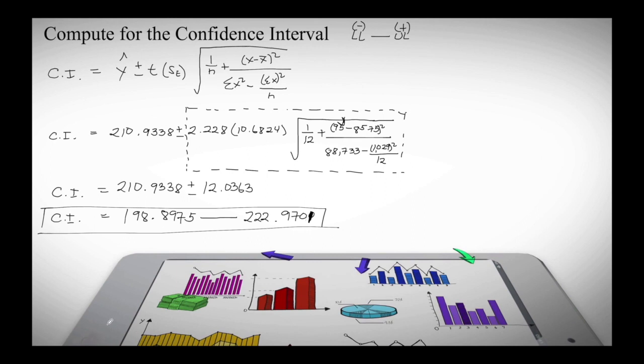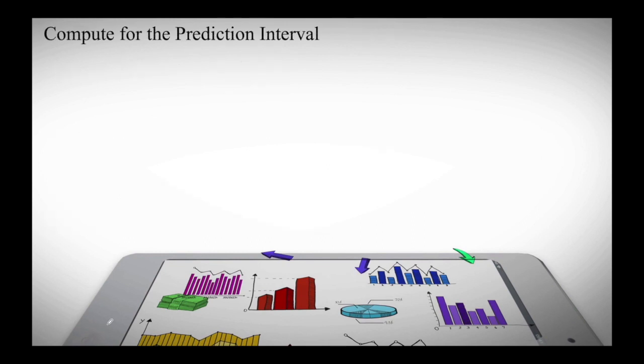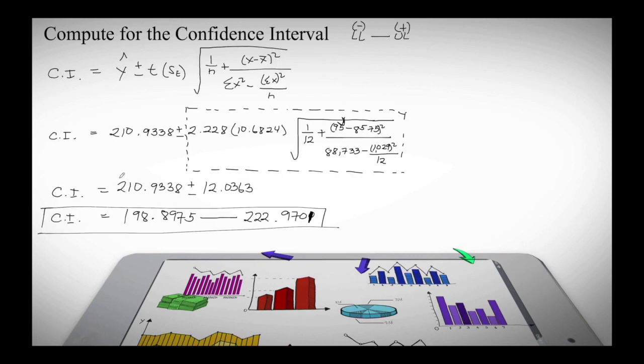Okay, so for our last and next part na dapat gawin, we should now compute for the prediction interval. Okay, for the formula of prediction interval, guys, this is just the same with the formula of confidence interval, but the only difference is meron tayong 1 dito na additional. So, before mag 1 over n, may 1 muna.